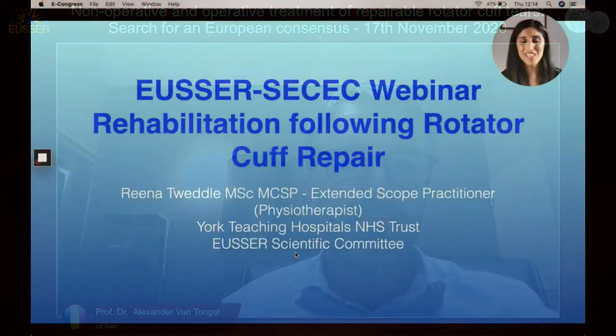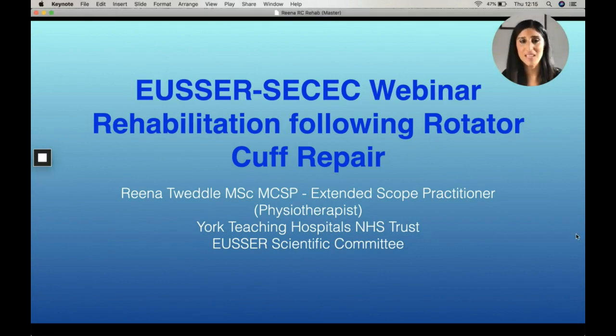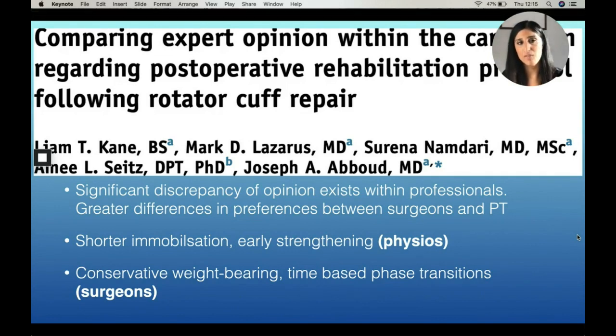Hi, my name is Reena. I am a physiotherapist, and today I'm going to be talking about rehabilitation following rotator cuff repair. My aim is to give you some practical points that you can put into clinical practice based upon the available evidence base. So when I was putting my slides together, I came across a paper from Kane et al.